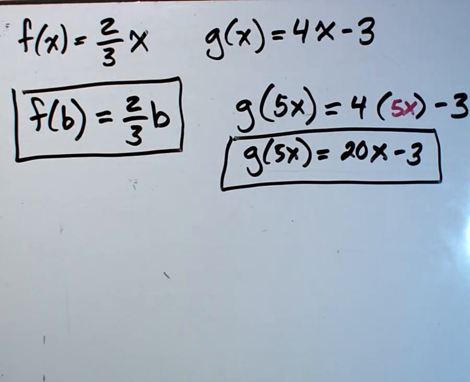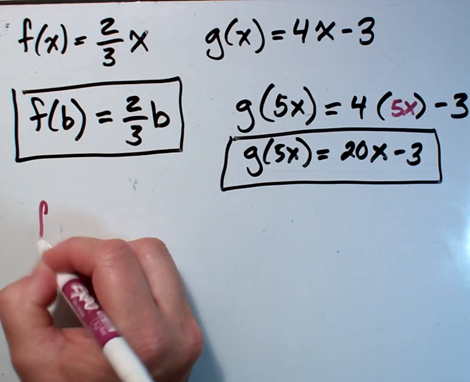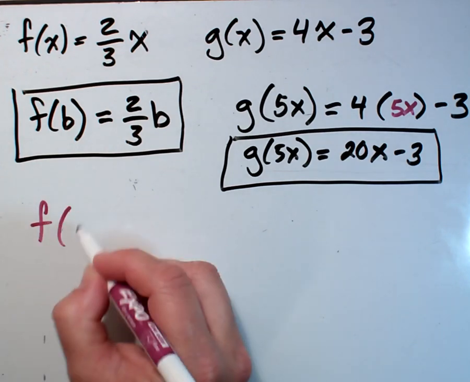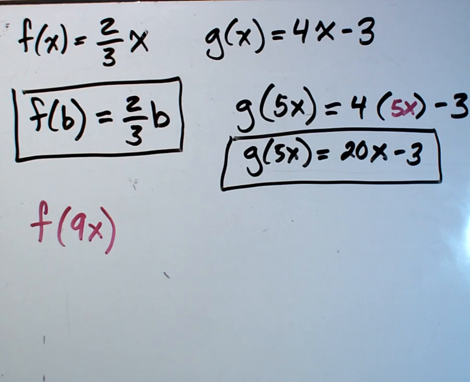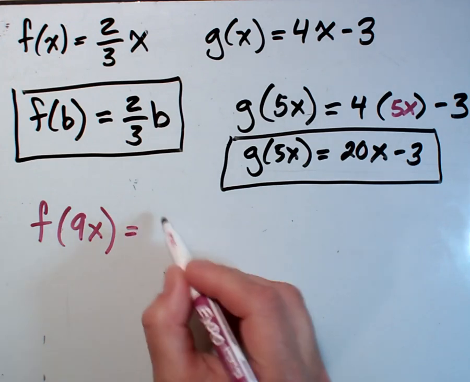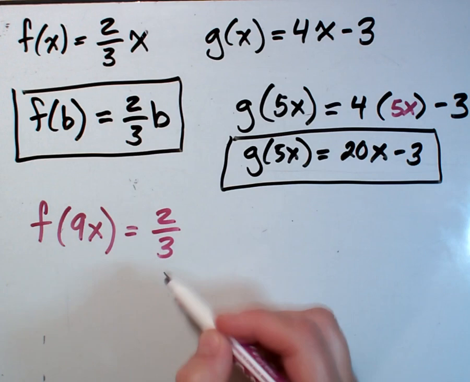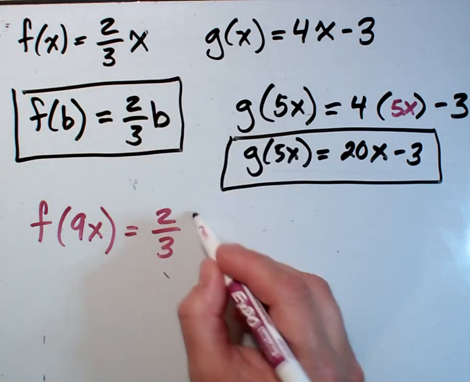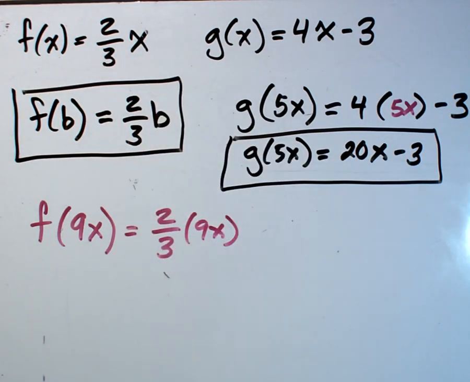All right, I'll give you one to try on your own. How about f of 9x? Go ahead and pause the video, give it a try. Start it up when you're ready. All right, so hopefully you substituted 9x for x, and you got this.